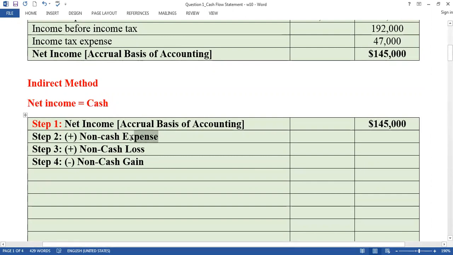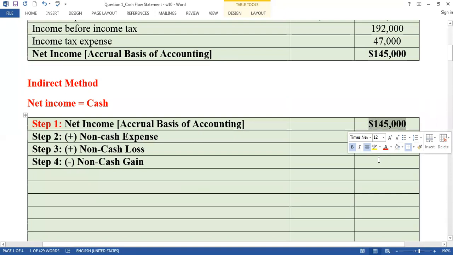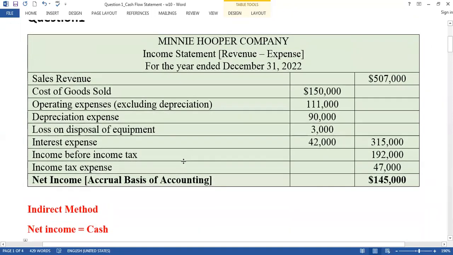We have expense, okay, but this expense is non-cash expense. So if you record any non-cash expense, try to understand, will expense increase your net income or decrease your net income? Look at here. For example, this is our non-cash expense. For example, depreciation is non-cash expense. Try to understand.